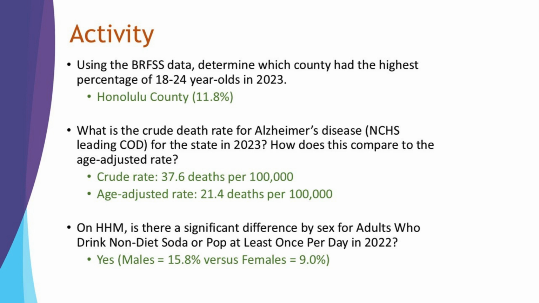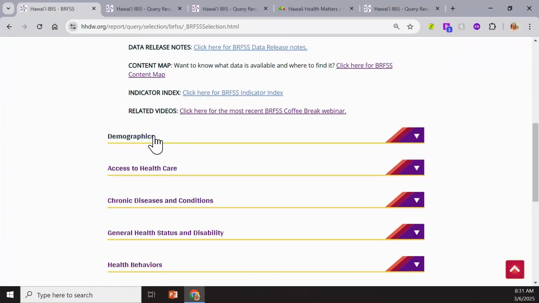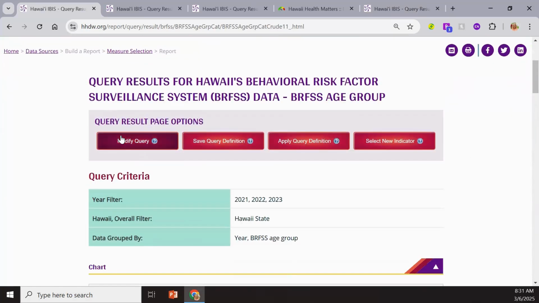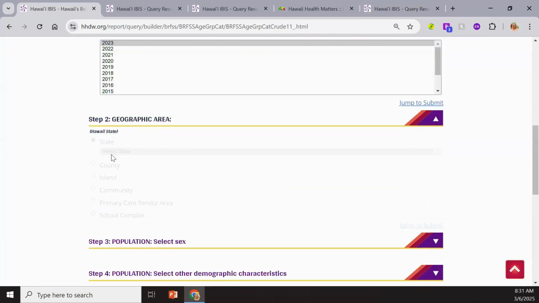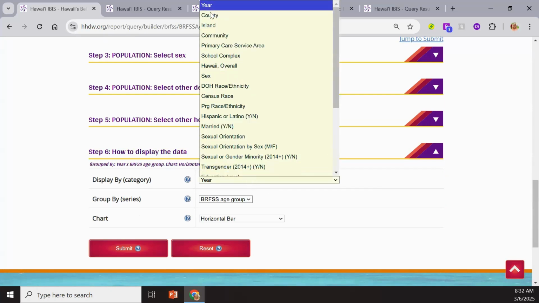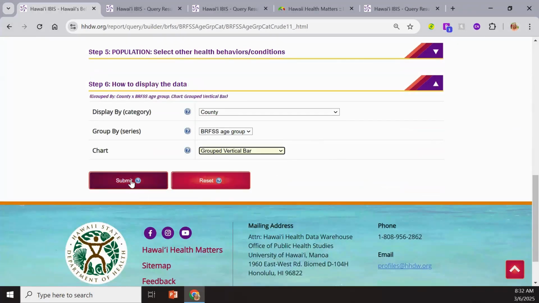The first one is asking about the highest percentage of 18 to 24-year-olds by county. So we know we're going to want to look at the BRFSS data. We're going to build a custom BRFSS report. And it's asking about age breakdown. And it wants to know for 2023, which county had the highest rate of 18 to 24-year-olds. So here too, we're going to tell it that we want to see the data by county. And this is another situation where I would do a grouped vertical bar.